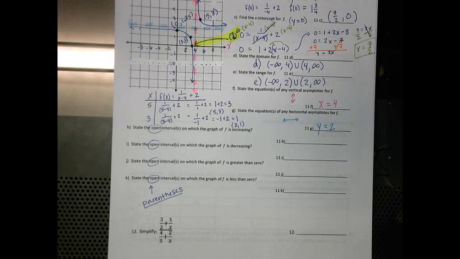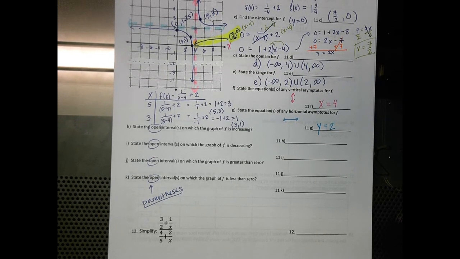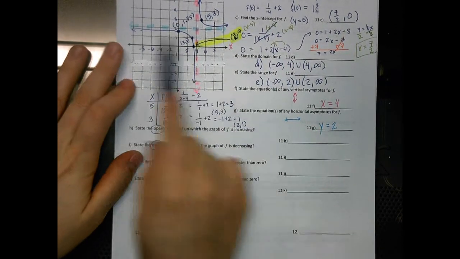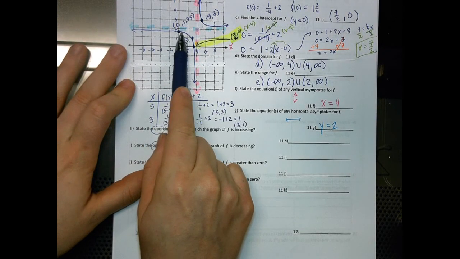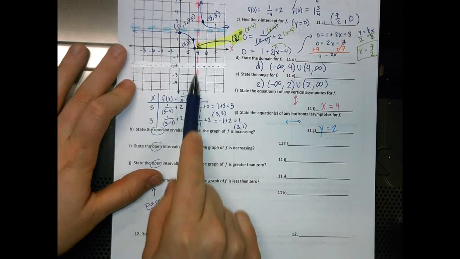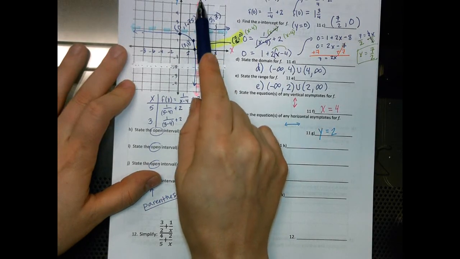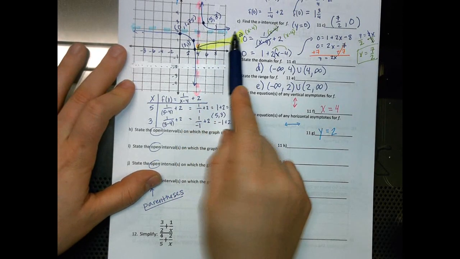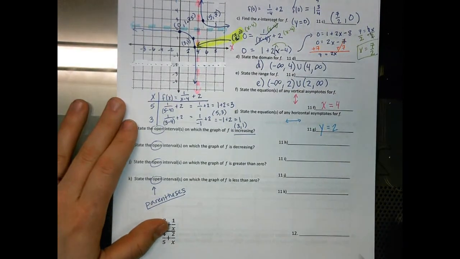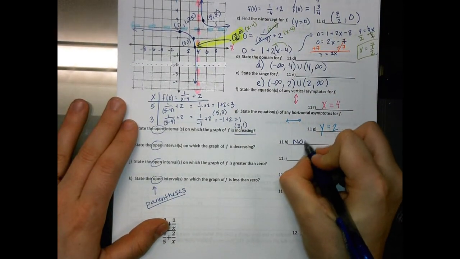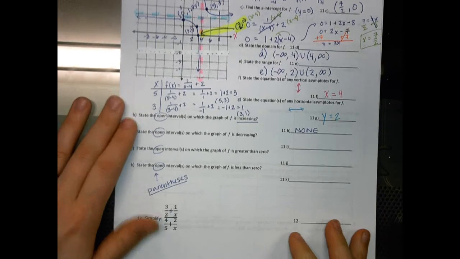Increasing means going what direction? Up. So as we go from left to right, we want to know, is this piece of my function going up or down? Down. Let's look at this part. Is this piece going up or down? Down. Everything's going down. Where are we increasing? Nowhere. So there's no interval for h.